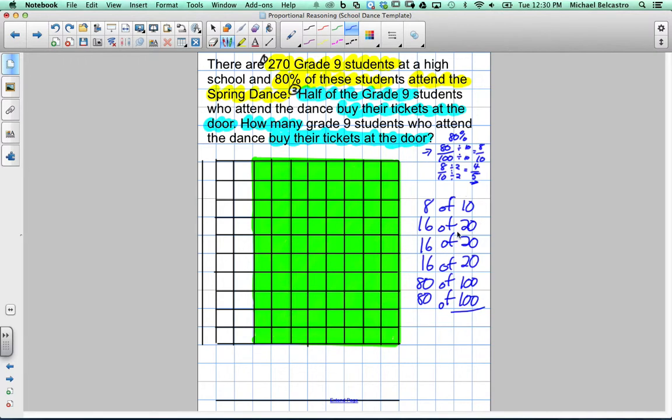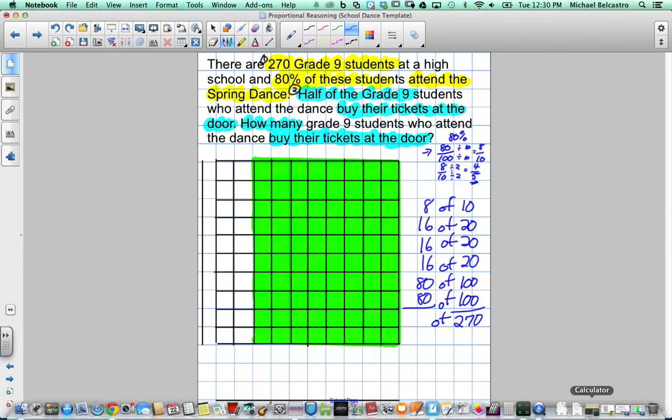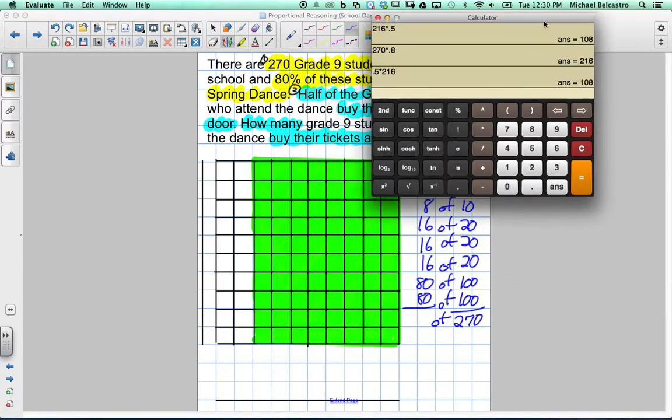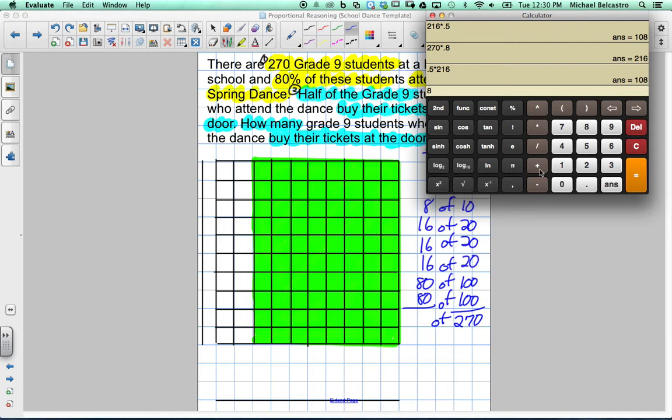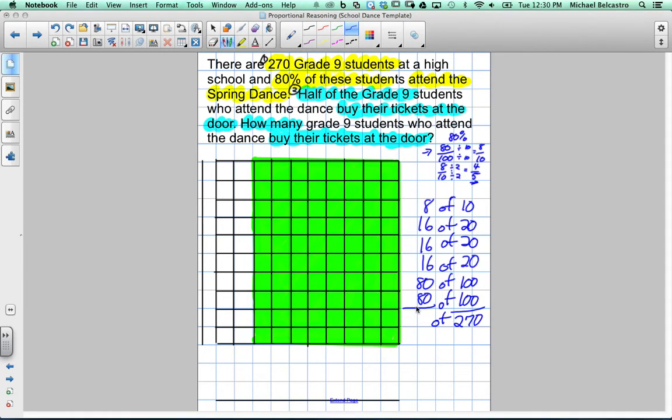So of our 270, if you take a calculator and add 10 plus 20, it's 30, plus 20 is 50, 70, 170, 270. You can use a calculator to double check that. Okay, there's 270. Of the 270, we now add up all of these fractions that we have. Okay, and if we add them all up, I'll take a calculator out to help us a bit here. We have our 8 plus 16 plus 16 plus 16 plus 80 plus 80 should give us 216. Perfect. So what that means is 216 students attended the dance.